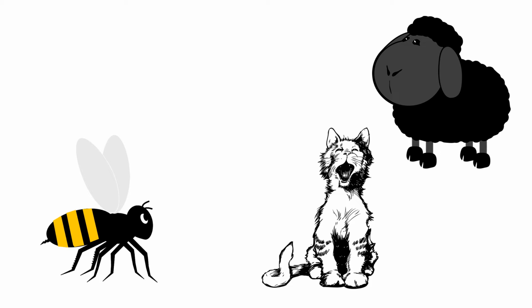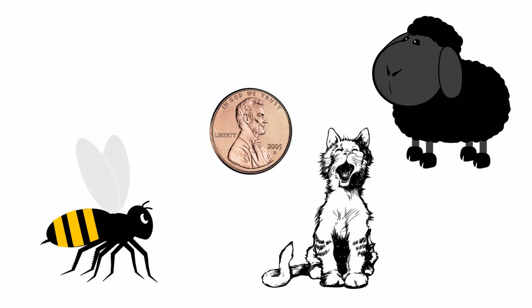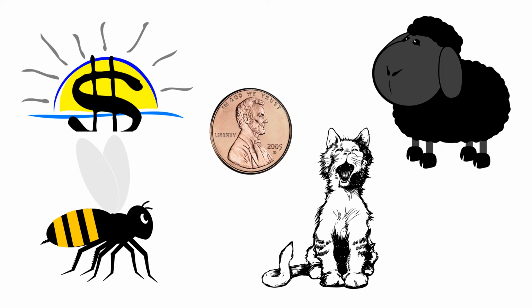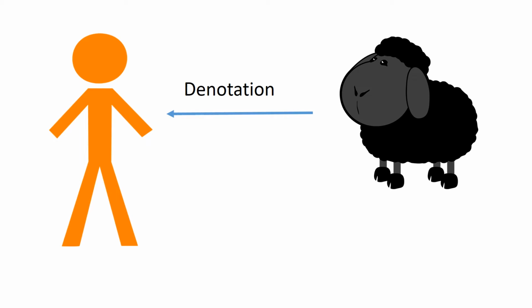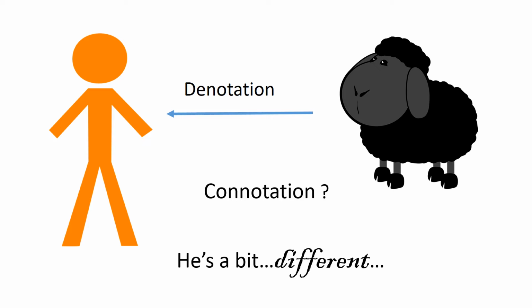People can be penny wise but pound foolish, or a day late and $1 short. When we say that someone is the black sheep of the family, what is the denotation and the connotation of that term? As with the other metaphors we've considered to this point, the term denotes a person. The connotation, however, is not a specific character trait, but rather that the person being denoted is somehow different than the rest of the family.